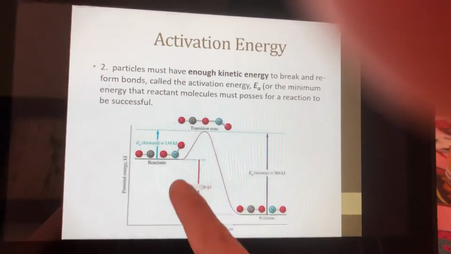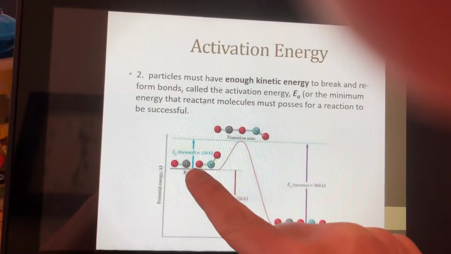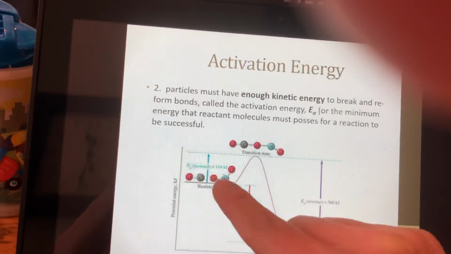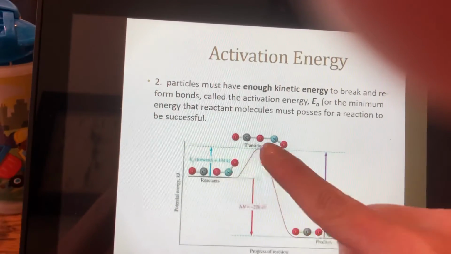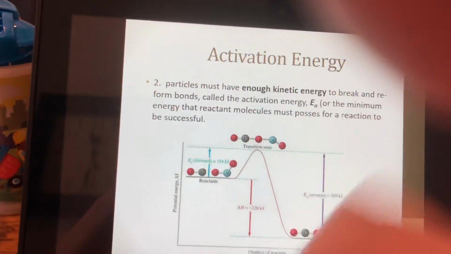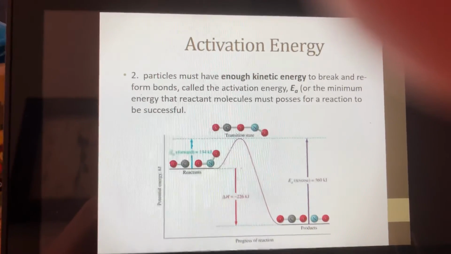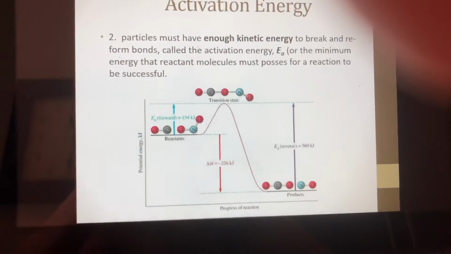So as you can see here on the curve, here are the reactants. And this amount of energy here called EA is the minimum energy required to reach the product. So if they don't have this minimum energy, it's kind of like an obstacle they have to overcome, then the reaction will not happen.